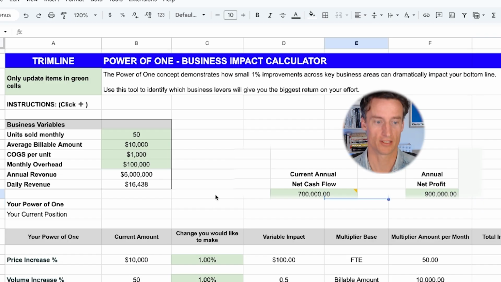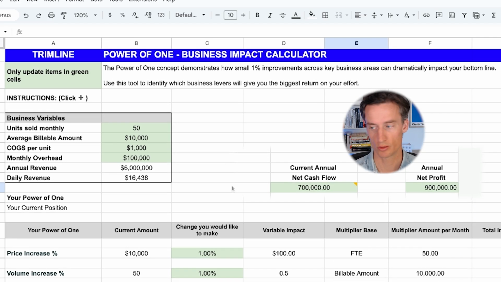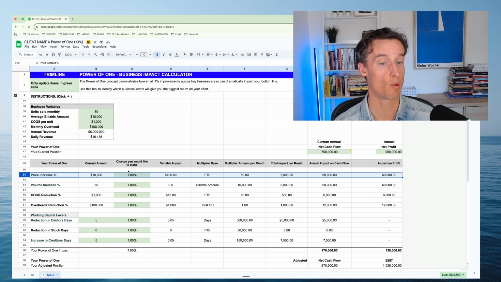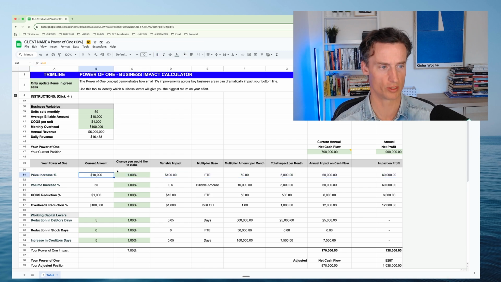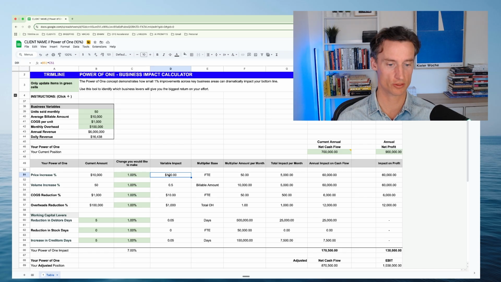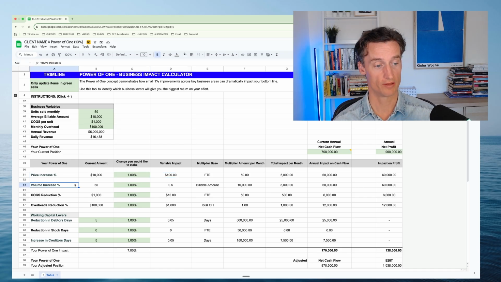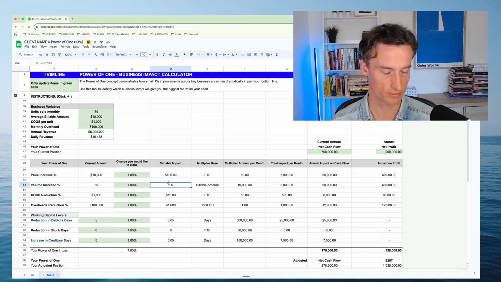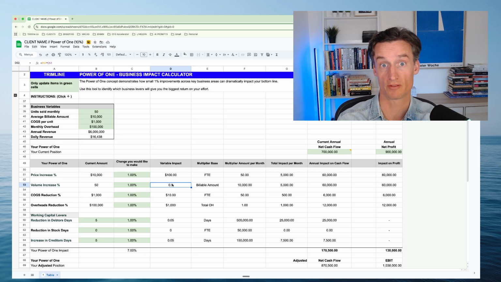So now let's get into the fun stuff. I talk about the changes that you're going to make to improve your business and actually see what the impact is on your cash flow. So for this one, we're going to just action 1% across the board. So we're currently selling 10K retainers. If we add 1% to that, that's only an extra $100 per retainer that we're going to charge. If we slightly increase our volume 1%, so that's 0.5 of a client, which obviously doesn't make sense, but maybe it's a 5K retainer, right?